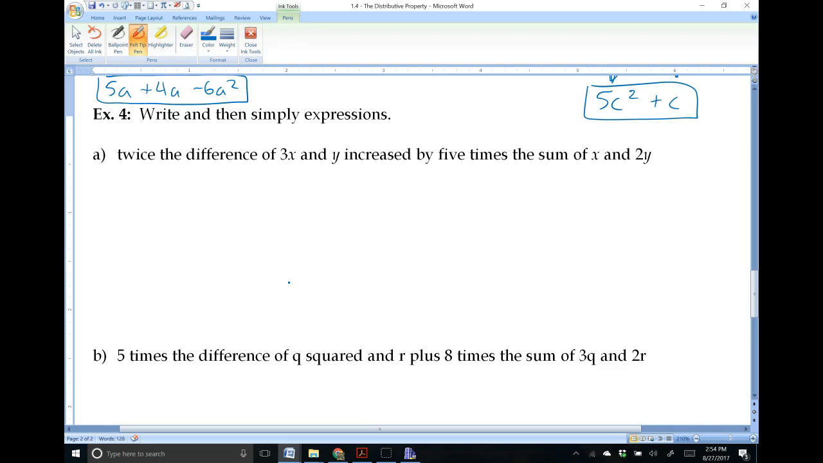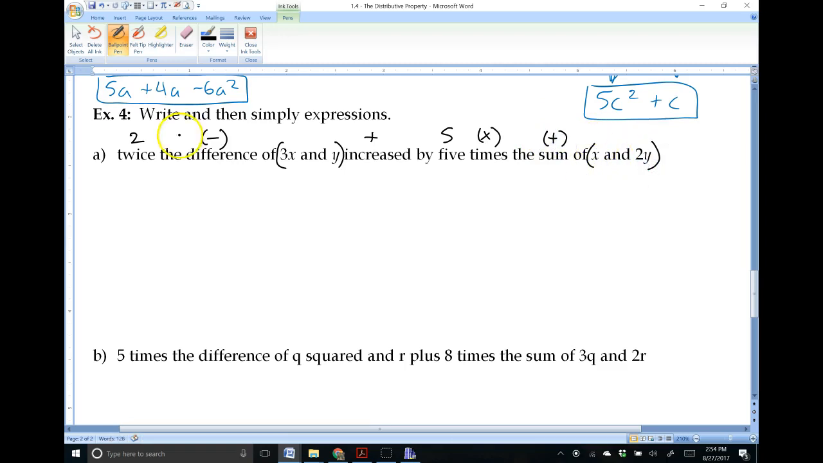So I like to break this up one by one here. So we're going to use a different marker here. So twice, that's 2, right? Twice the difference. The difference means usually subtraction. The difference of what? The difference of these two guys right here, 3x and y, right? Increase. That word means to add, addition. By what? Add by 5, right? Times, well, that means multiplication, right? Times the sum of what? The sum of these two guys, right?